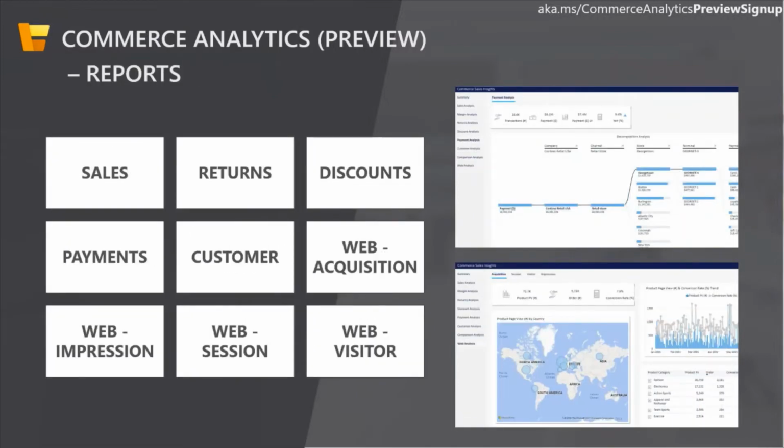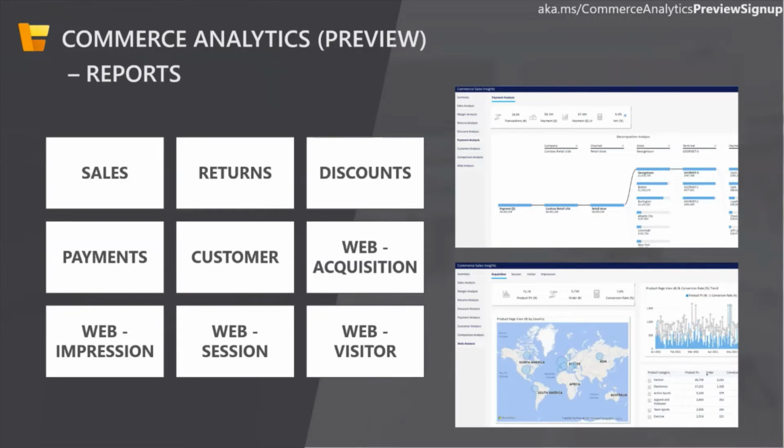Now, in terms of the kinds of metrics available in the native analytics capabilities for Dynamics Commerce, it includes core sales, returns, discounts, and payments capabilities, which are omni-channel in nature. I mentioned earlier how we've looked at all of the metrics through a lens of omni-channel capabilities. So when we talk about sales, returns, discounts, and payments, these are applicable to the brick and mortar channel as well as the e-commerce channel and the call center channel. So it's omni-channel in nature.